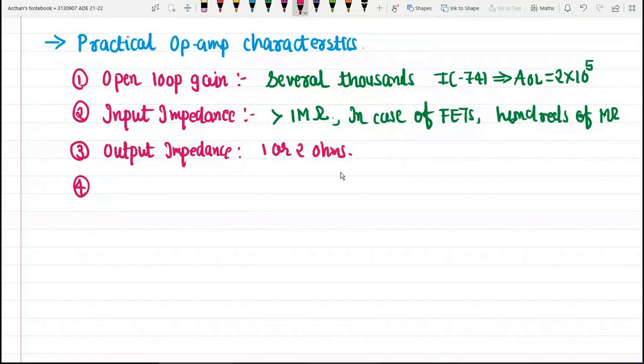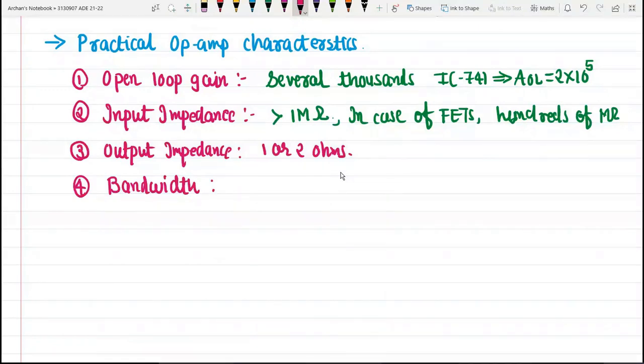Then talking about the next characteristic, which is nothing but the bandwidth, the range of frequencies. The bandwidth of a practical op-amp in open loop configuration is very small. But with the application of negative feedback, it can be increased to a desired value. Whenever we are using the operational amplifier in open loop configuration, we will be limited with the range of frequencies. Now, what do we mean by this range of frequencies?